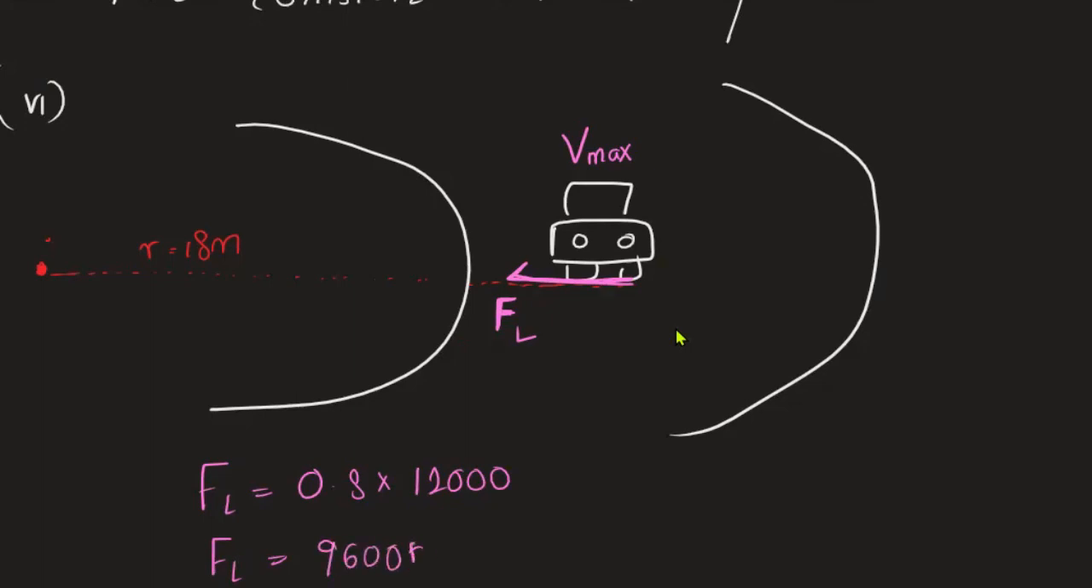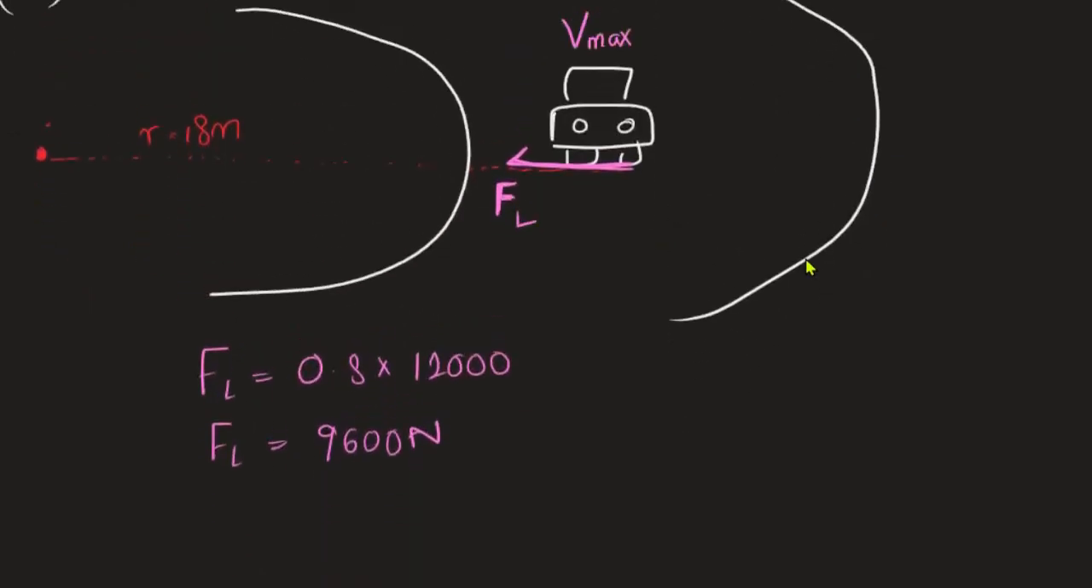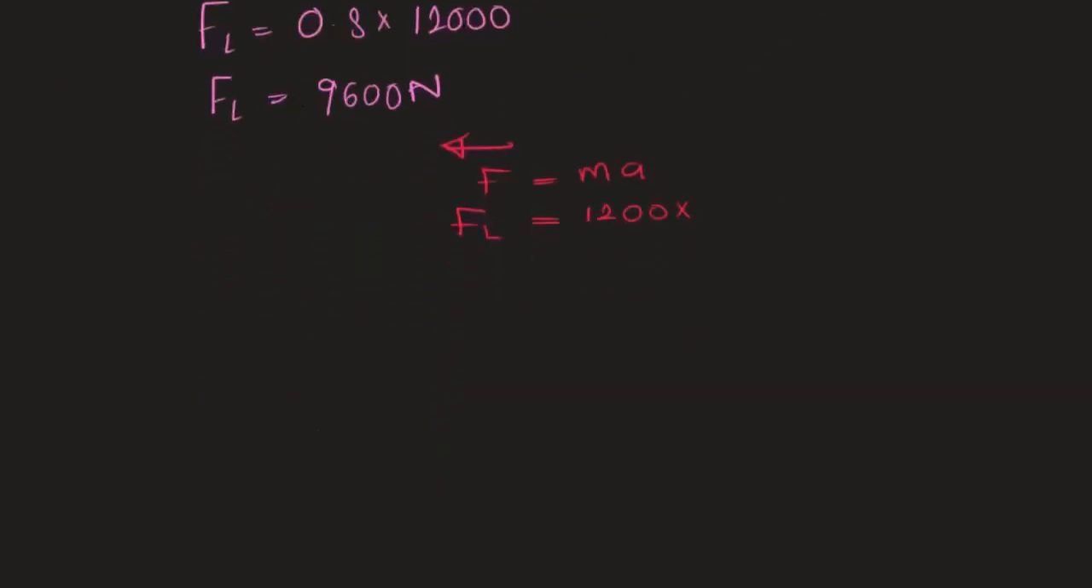Next, I'm going to apply F equals ma towards the center. Whenever you come up with these kinds of circular motion problems, you need to apply F equals ma towards the center. What is the force towards the center? The frictional force FL, right? What is the mass? 1,200. What is the acceleration? The acceleration acting towards the center is the centripetal acceleration, or the radial acceleration. How can we write that radial acceleration? Simply by using V squared over R.